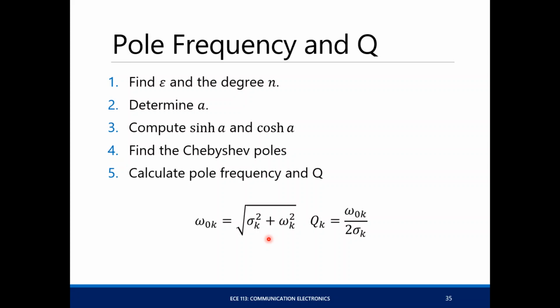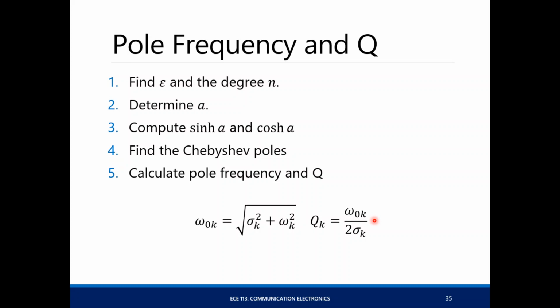So now these are the steps on how to design a Chebyshev filter. First, find your error factor epsilon and the degree n. We determine the parameter a, and compute the hyperbolic sine of a and hyperbolic cosine of a. You find the Chebyshev poles and calculate the pole frequency and its Q factor. Unlike the Butterworth filter, each stage of your Chebyshev filter has a different cutoff frequency. That's the difference between the Butterworth and the Chebyshev.